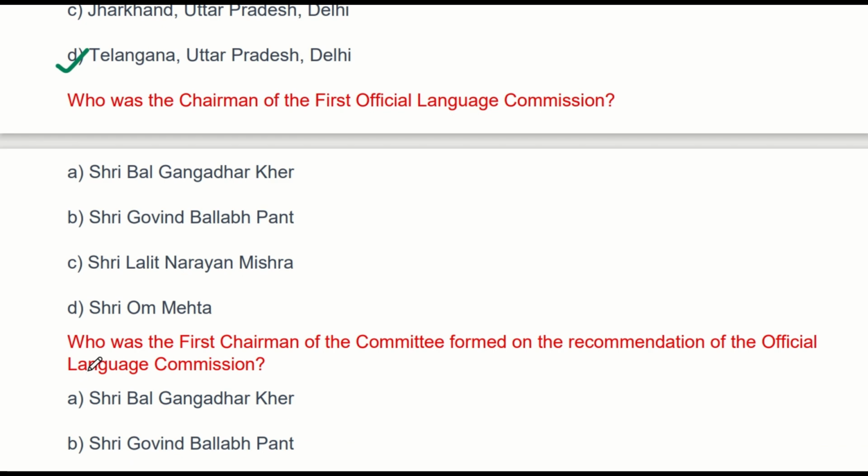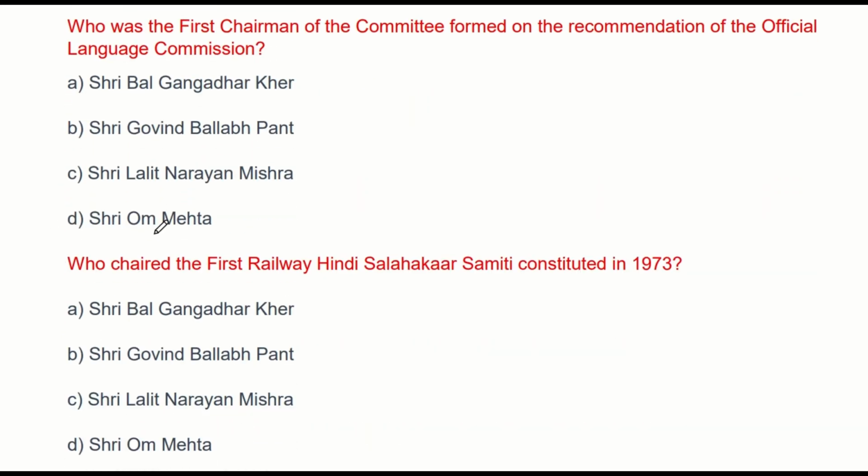Who was the chairman of the first official language commission? A. Shri Bal Gangadhar Kher. B. Shri Govind Ballabh Pant. C. Shri Lalit Narayan Mishra. D. Shri Om Mehta. And right option is option A. Shri Bal Gangadhar Kher.